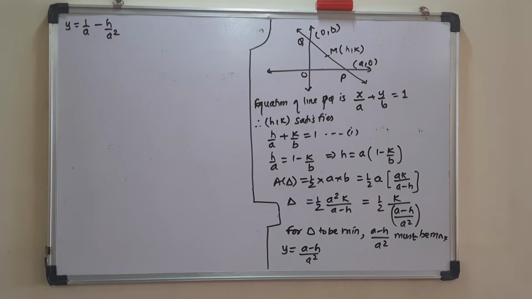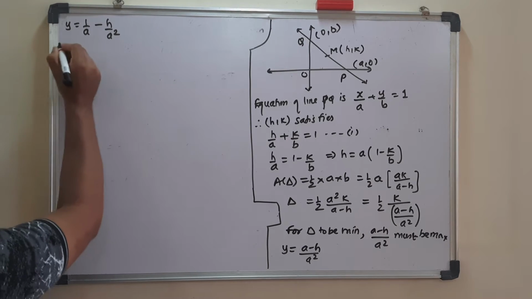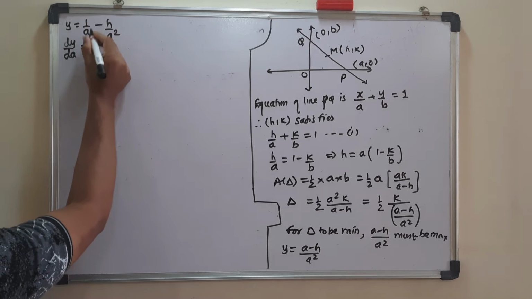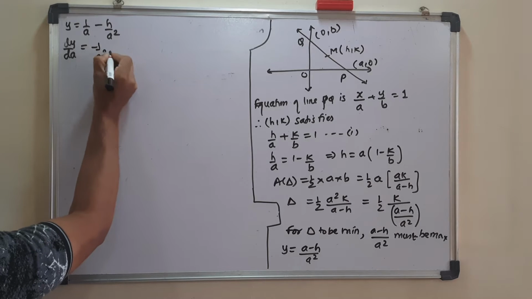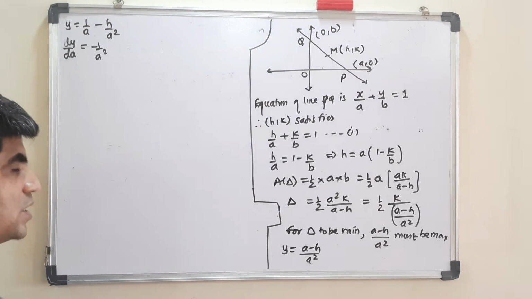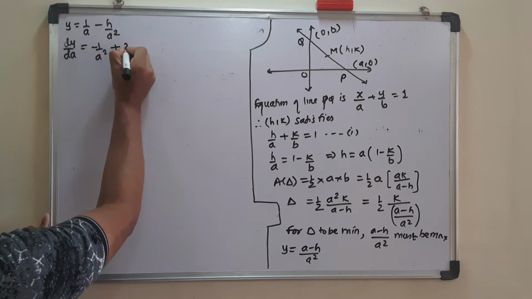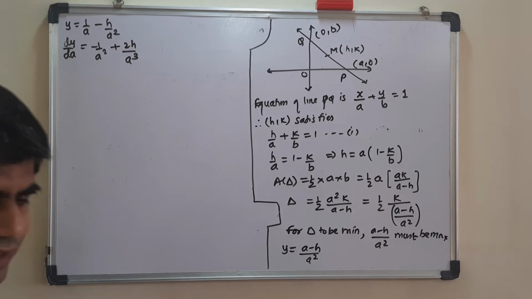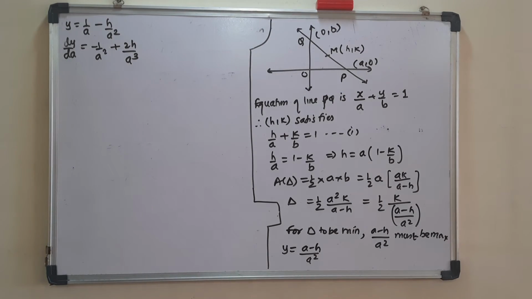So we get y is equal to this. When I differentiate this with respect to A, dy by dA is 1 by A, which is minus 1 upon A square. And this will become A raised to minus 2, means minus 2 times, so I get plus 2h upon A cube. So I will get this as minus 1 upon A square. 1 by x is obviously minus 1 upon x square, and this I will get.